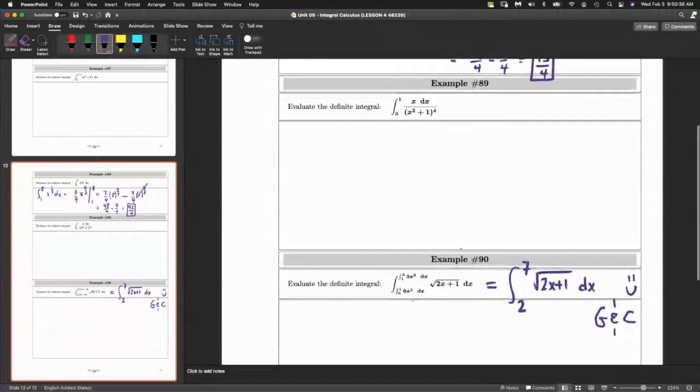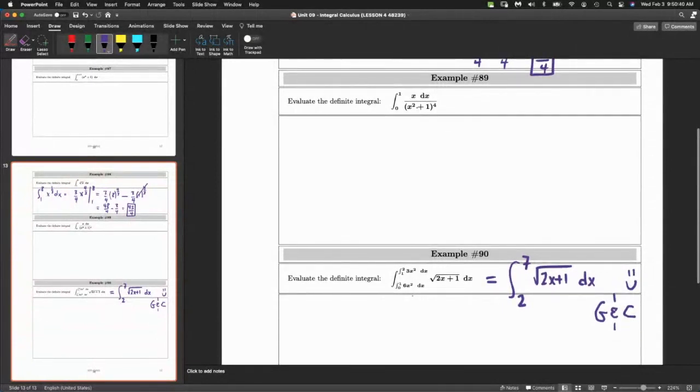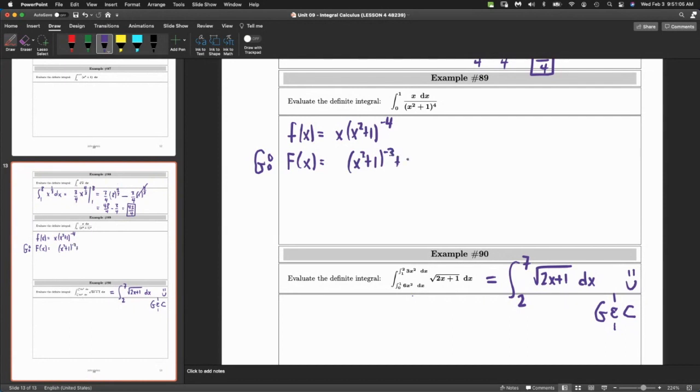Go back here now and let's do question 89. In this case, we're going to do guess and check. We have the integrand, which is x squared plus 1 to the -4. We're going to guess, that's what the g stands for, the antiderivative, which will be x squared plus 1 to the -3, because we add 1 to the exponent. I'll put the c here even though it's definite. That's fine. Now we're going to check by finding the derivative.